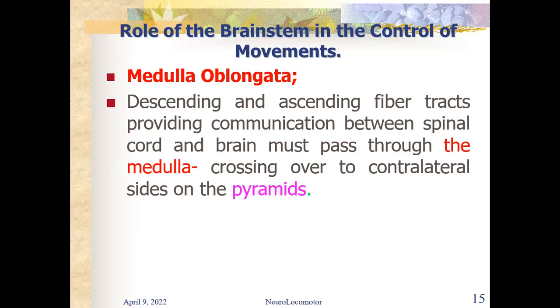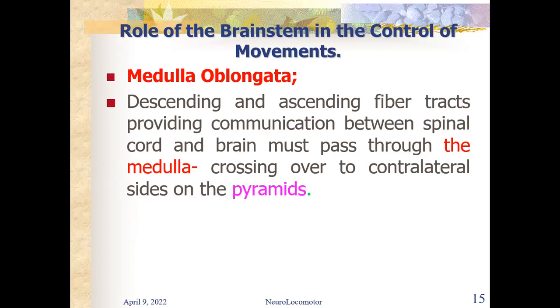Those descending and ascending fibers providing communication between the spinal cord and the brain must pass through the medulla. We saw that most of the decussation of the sensory tracts is at the level of the medulla. The same thing happens to the descending motor tracts. Most of the crossing over is at the level of the medulla, crossing over to contralateral sites on the pyramids. Remember that.